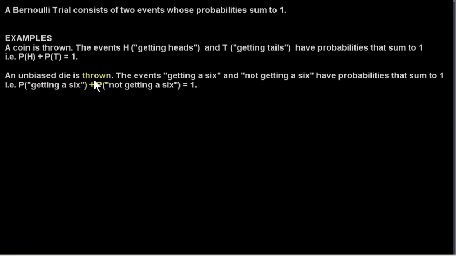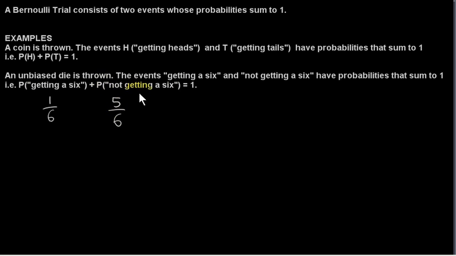An unbiased die is thrown. The events getting a 6 and not getting a 6 have probabilities that sum to 1. So that means that we have this equation here. Well, for an unbiased die, the probability of getting a 6 is 1/6. The probability of not getting a 6 is 5/6.